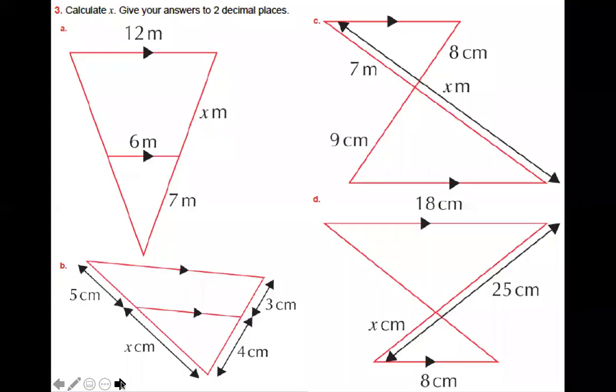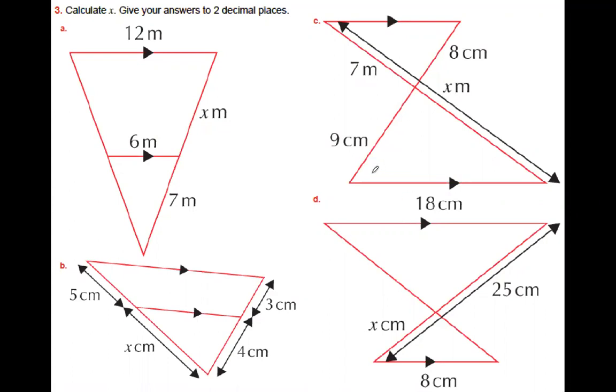So let's have a look at what they look like. As you can see, you've got the two types of embedded triangles inside each other, or one on top of each other, and then you can see that this angle is the same as this angle. So let's try C. We're going to try and do C.